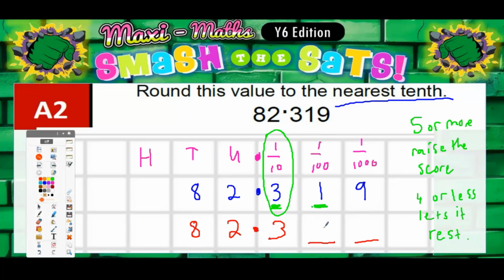If this was a number which wasn't a decimal, you'd change the digits after it to zeros. But because this is a decimal, we don't actually need those zeros, because 82.300 is the same as just 82.3. So you don't actually need to put the zeros on. It's unnecessary to do that. So the correct answer is 82.3.